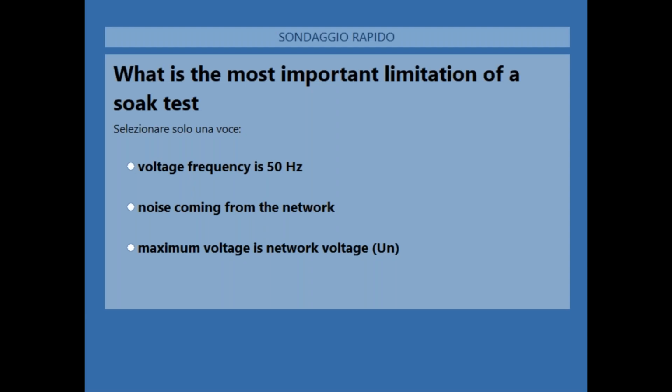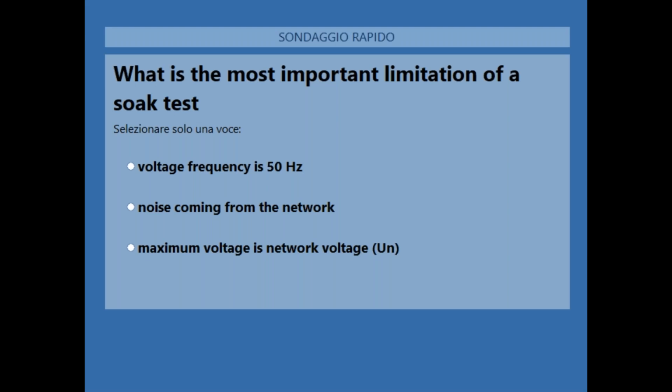Is it that the voltage frequency is 50 or 60 Hertz? Or is it the fact that the noise is coming from the network? Or is it the fact that the maximum voltage one can reach is the network voltage, UN? So we have here a few drawbacks of a soak test, but what do you think is the most important drawback of doing a simple soak test? I know that Lorenzo said it because I heard it, and it is a very important thing to keep in mind when you are testing your high voltage cables.